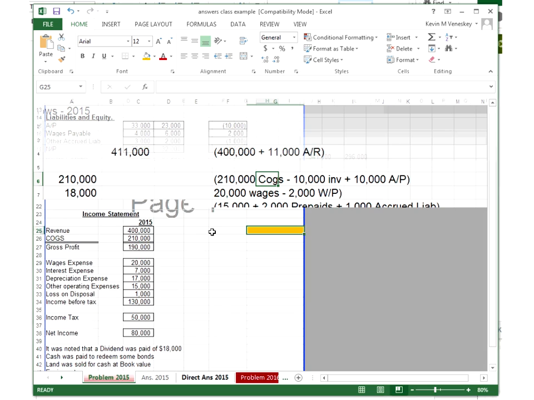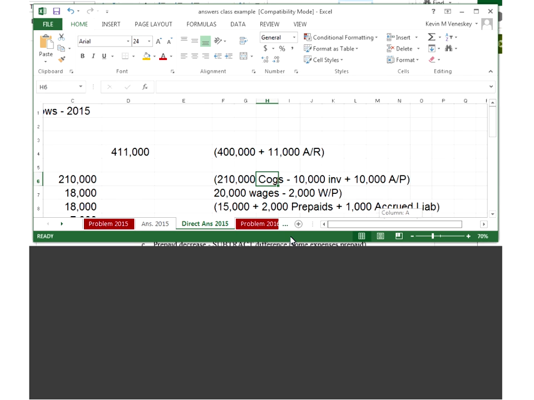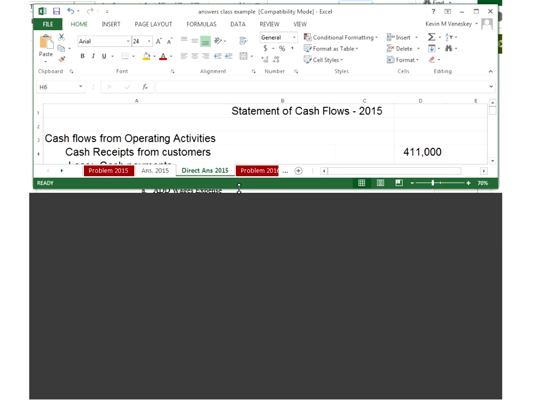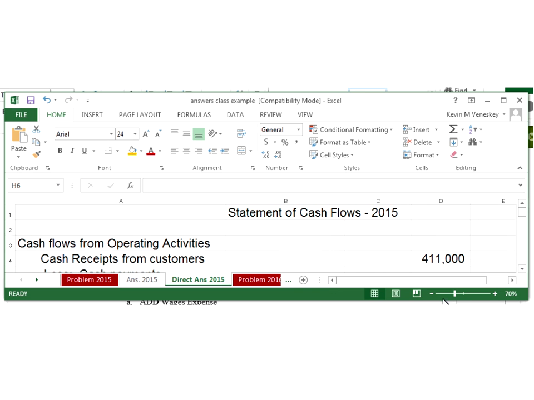So $400,000. And let's scoop this up. Okay, so cash coming in, cash receipts. And then off to the side here, you'll see how I get the number, because I can't quite put it all in one screen. Cash receipts from customers, 411,000.